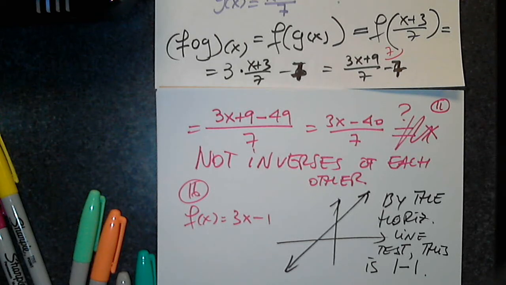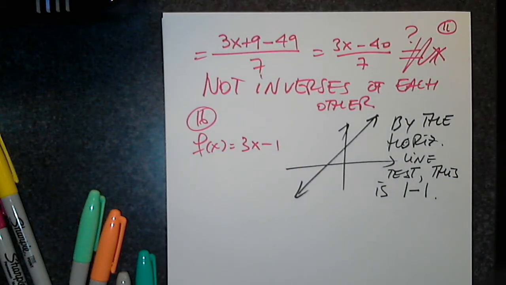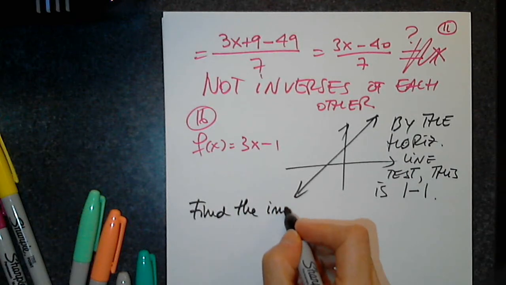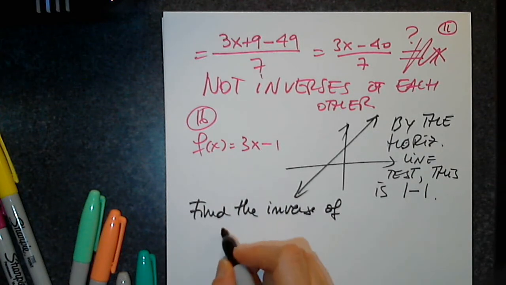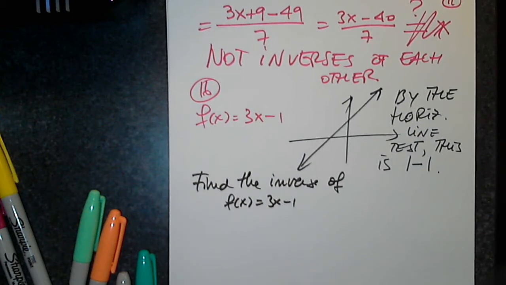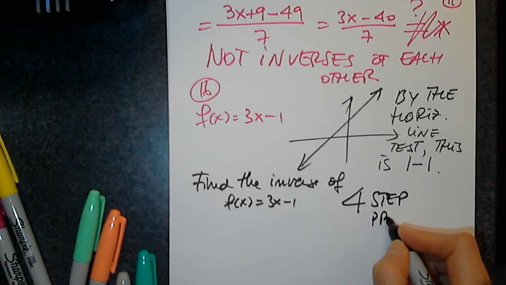If it is one-to-one, then it has, awesome. Because it's one-to-one, it has an inverse. We're asked to find the inverse. Find the inverse of f of x equals 3x minus 1. There is a 4-step procedure.